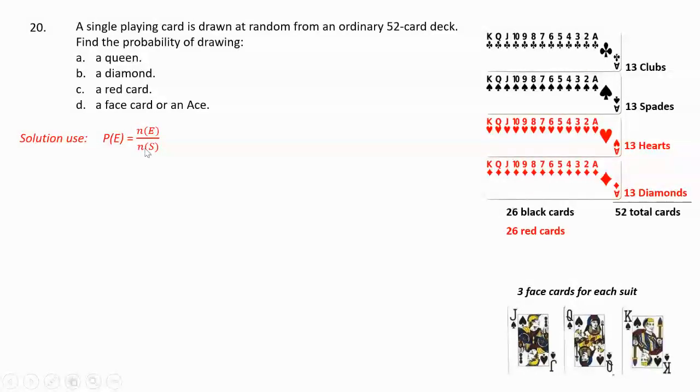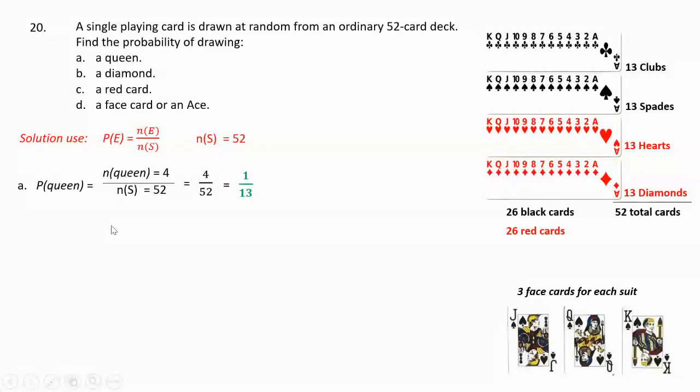For part A, for it to be a queen, it's going to be 4, because there are 4 queens. There's a queen for each suit: a queen for the diamonds, hearts, spades, and clubs. So it's going to be 4 queens over 52. The answer will be 1 over 13.